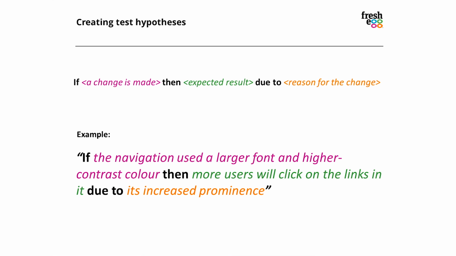So to put that in a real world example, if the navigation used a larger font and a higher contrast colour, then more users will click it due to its increased prominence. And this is a hypothesis that we're then going to try and prove or disprove through a split test.